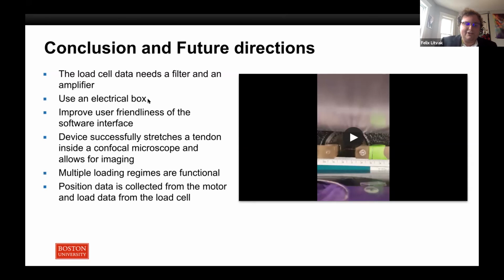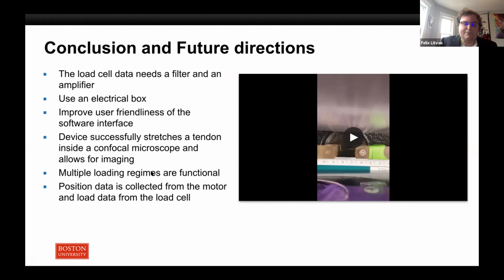We also want to add an electrical box because there's a lot of electrical equipment in this device, so we want to be able to store it all in one convenient place. We want to improve the user friendliness of the software interface. But overall, the device was able to successfully stretch and apply a load to a tendon while allowing for imaging inside of a confocal microscope, which was the main goal of the project.